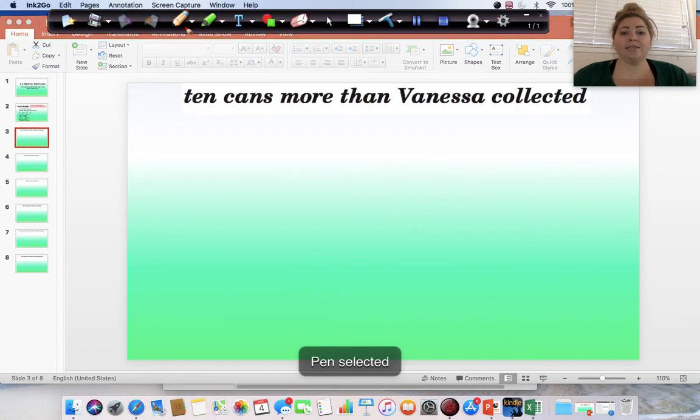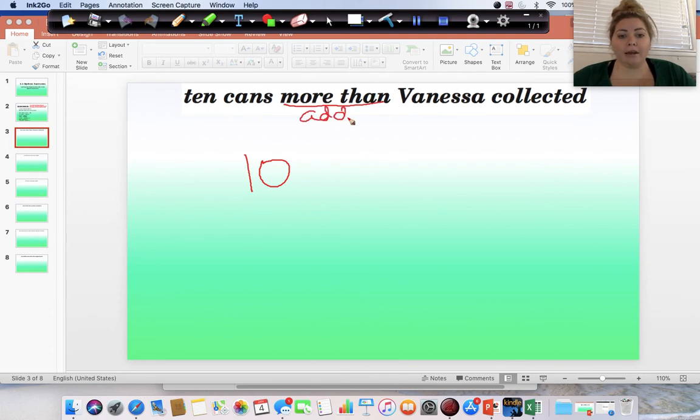So, 10 cans more than Vanessa collected. You are using expressions, okay, which means you are going to use variables. Remember, variables means letters, right? So you are going to use your variable or letter for the numbers that you don't know, okay? So we know 10, right? So I'm going to write the number 10 because that says 10. 10 cans more than, remember more than means to add, right? So I'm going to put a plus sign.